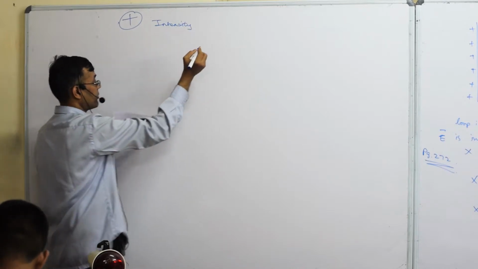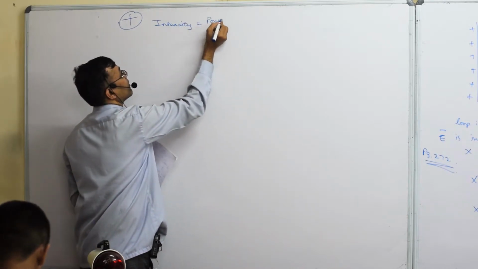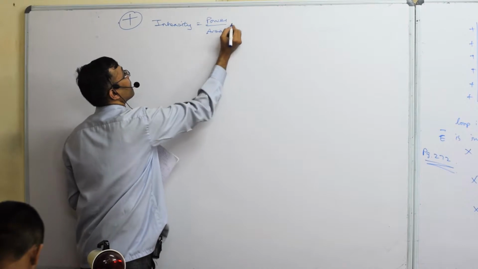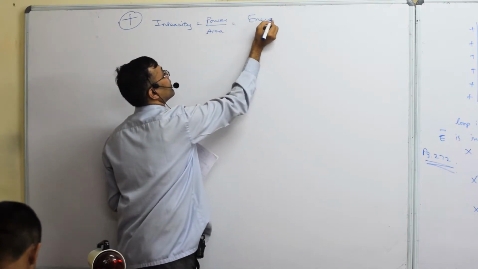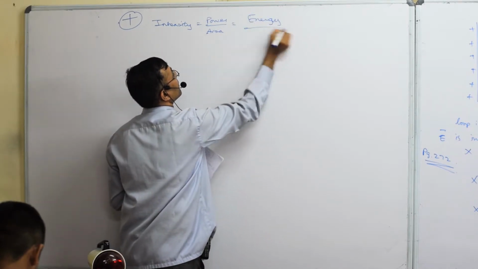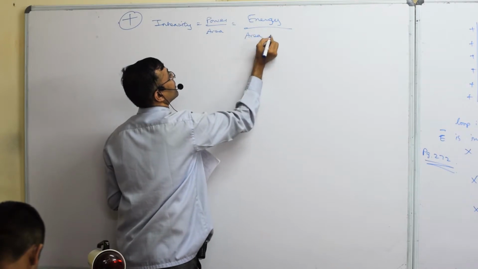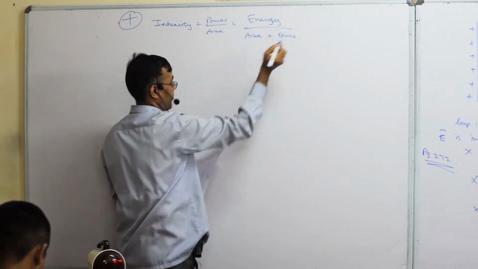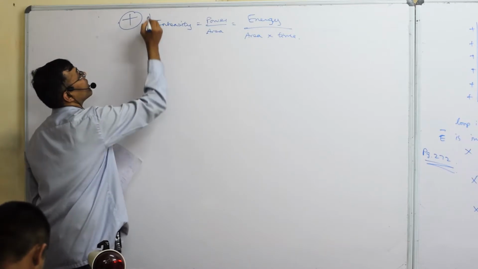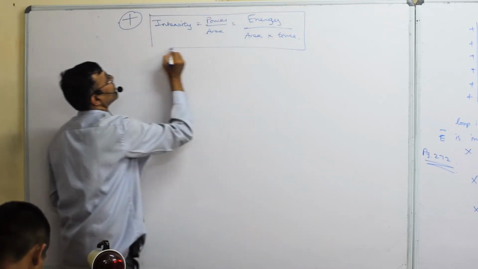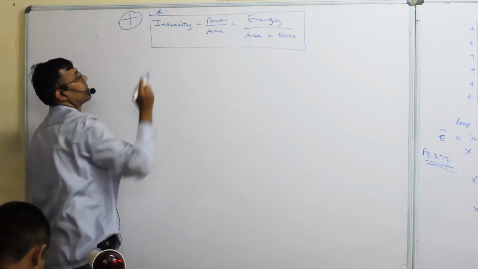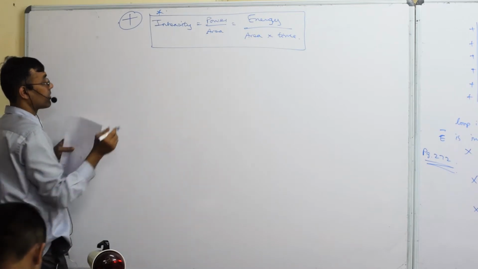So, intensity is equal to power by area. Power is nothing but energy by area into time. Whenever I put a box, you should know this.